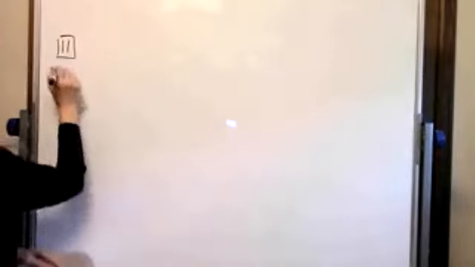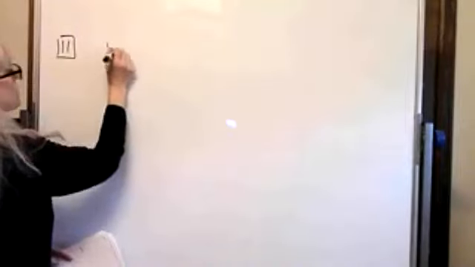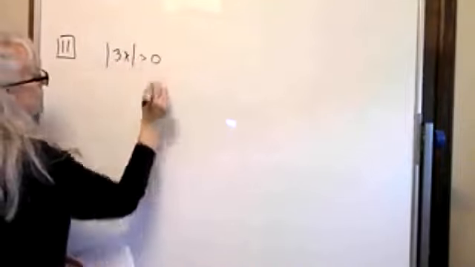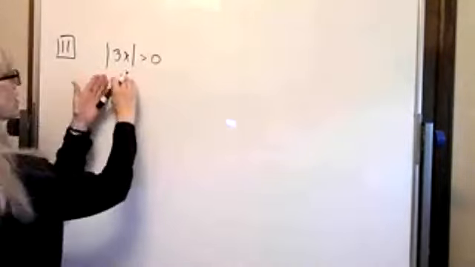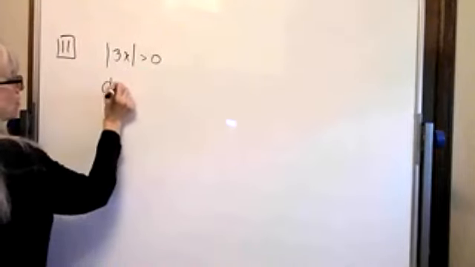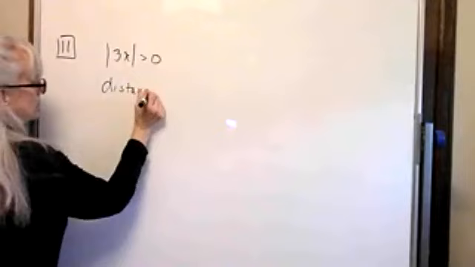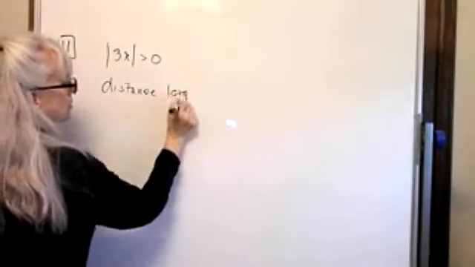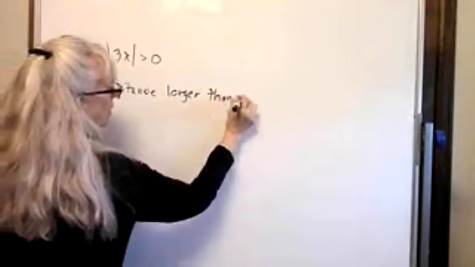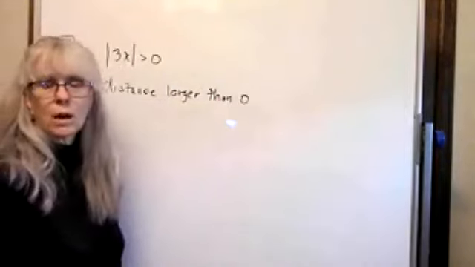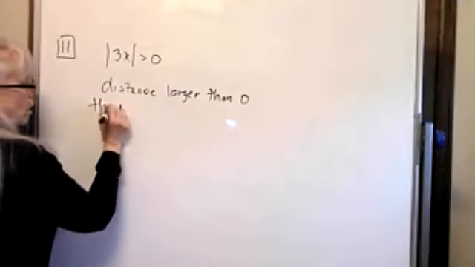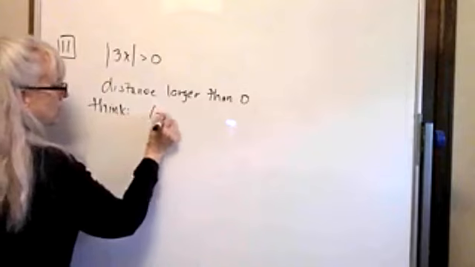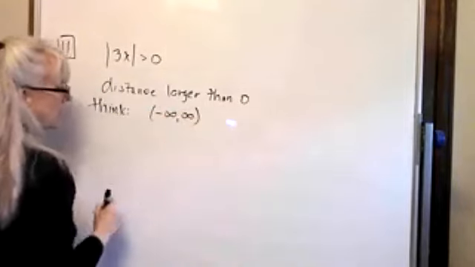So example 11, we have the absolute value of 3x is greater than 0. Okay, well, at first glance, this one's perfect because we need the absolute value, that distance, to be larger than 0. Distance larger than 0. Well, that would pretty much work no matter what. So at first, we're going to think that we basically have the entire number line, so negative infinity to infinity. But we have a problem.